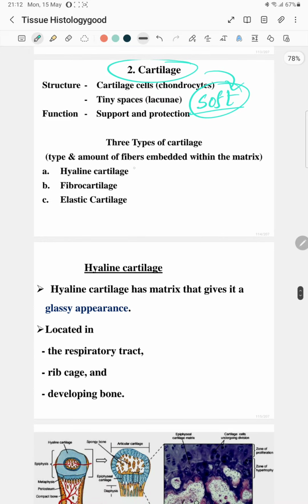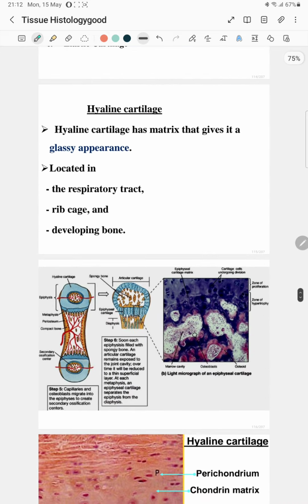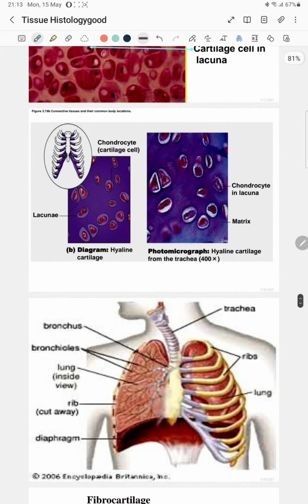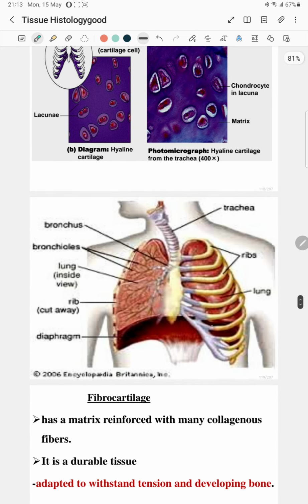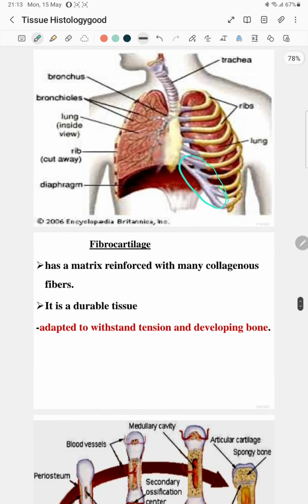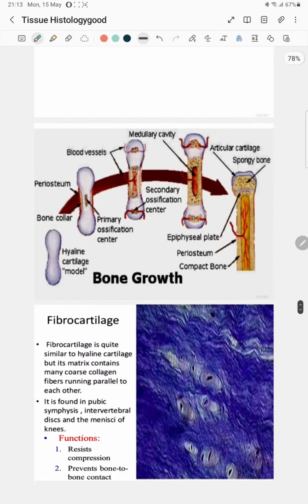Hyaline cartilage is found in our rib cage. This is the place where we can find hyaline cartilage. It lets these ribs stay connected with this middle bone, which we call the sternum. This is the sternum. It's a very strong bone that gives us this shape and protection to the lungs, and there is our heart. So these two are very important portions of the body.